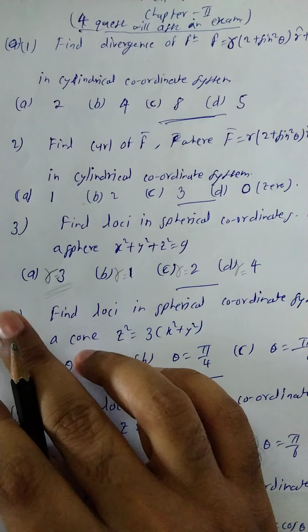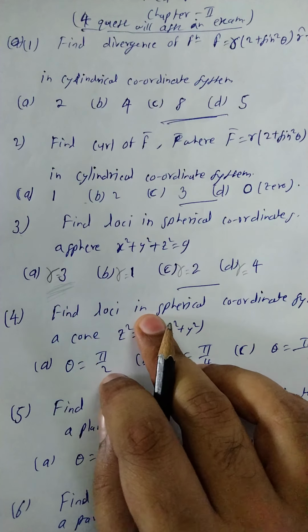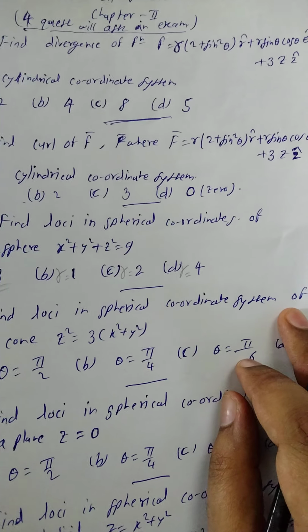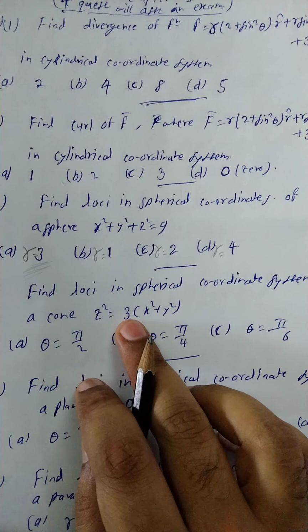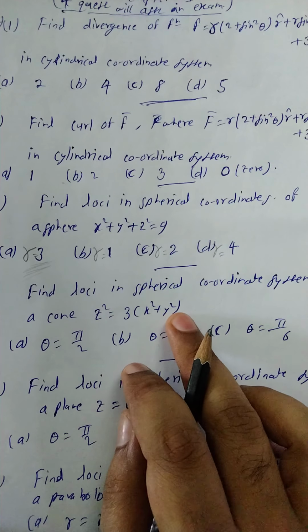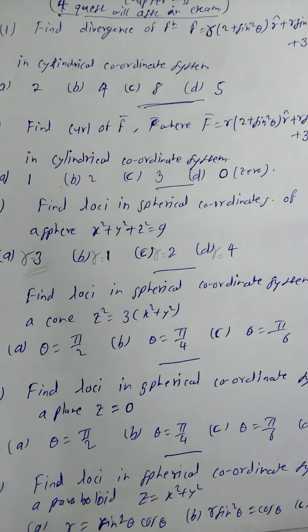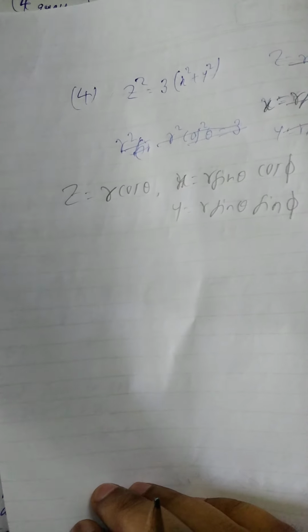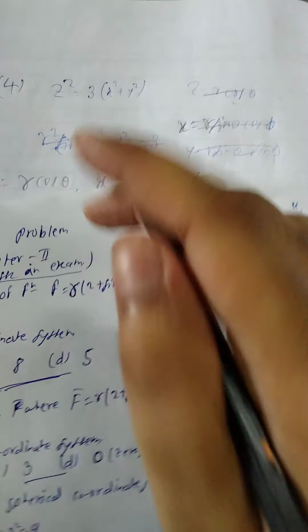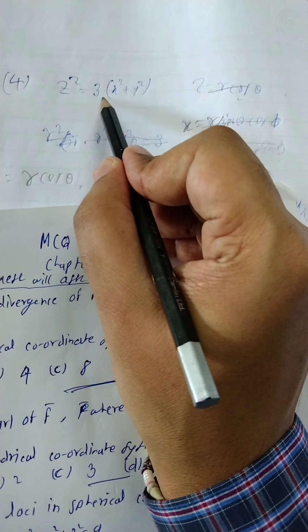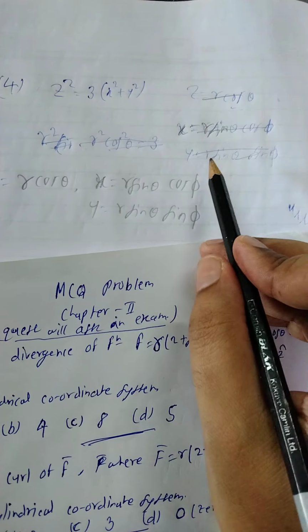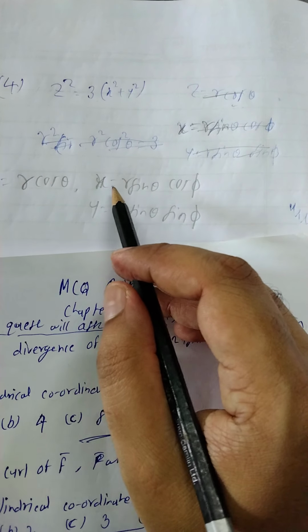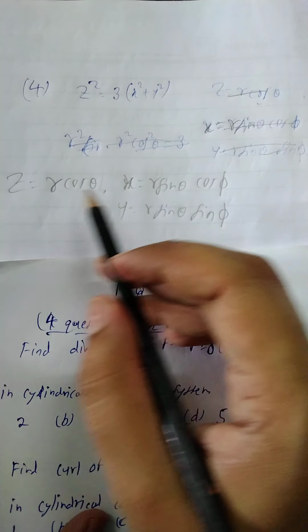Now let's go for problem number 4. Find the loci in the spherical coordinate system of a cone: z square is equal to 3 times x square plus y square. Again, find the locus, the set of points which follow some kind of property. So what is the equation? The equation is z square equals 3 times x square plus y square.